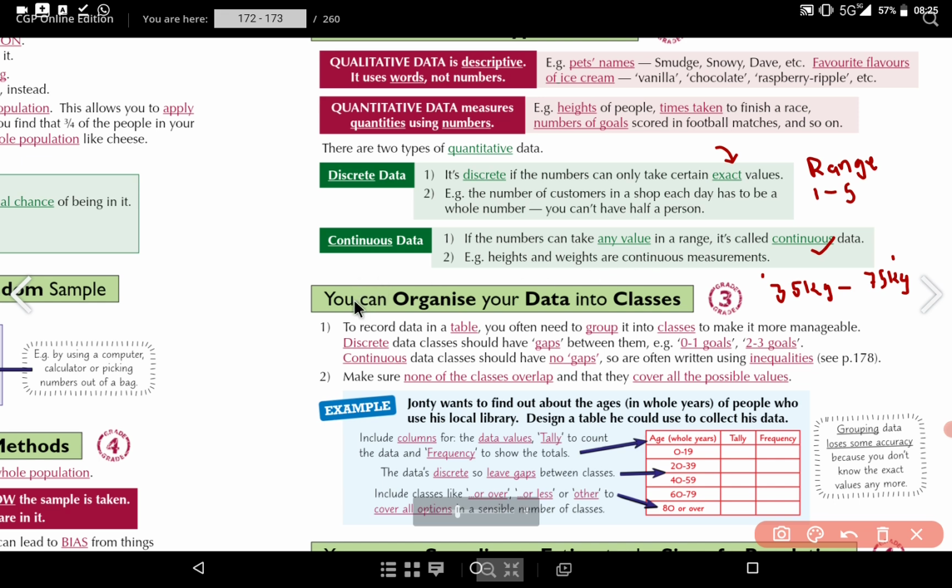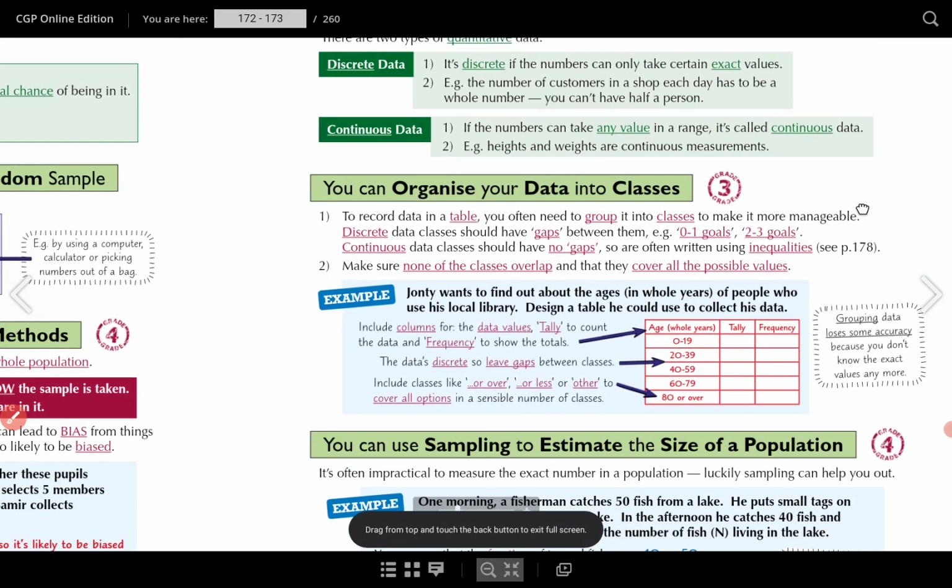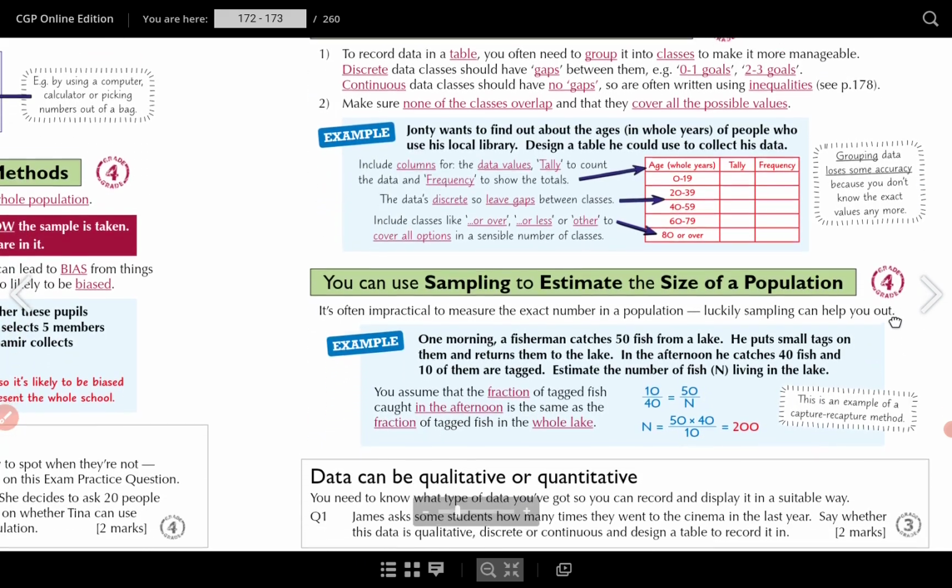So you can always organize your data into classes, and this is very profound as well, okay? To record data in a table, you often need to group it into classes to make it more manageable, okay? Discrete data classes should have gaps between them, e.g. these are what we call classes, 0 to 1 goals, 2 to 3 goals, 3 to 4 goals, okay? And most of these are continuous data, okay? So let me not bore you much with this. Let's quickly look at this example that we have here.